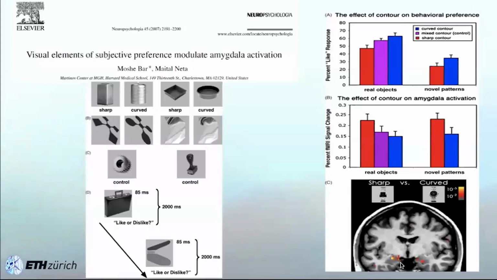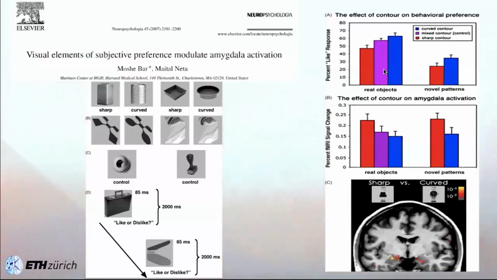And indeed, that's exactly what they found. Whether it's a watch, a can, a pan, or abstract forms, all manner of things, the amygdala is more robustly engaged when something has sharp angles compared to rounder angles, whether that was for real objects or novel patterns.